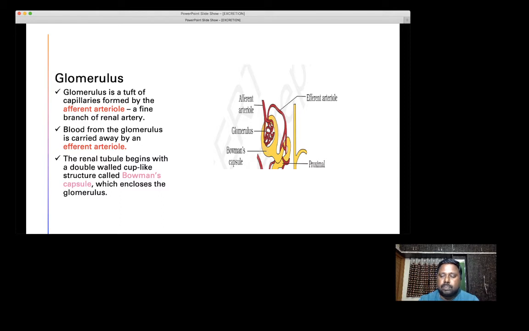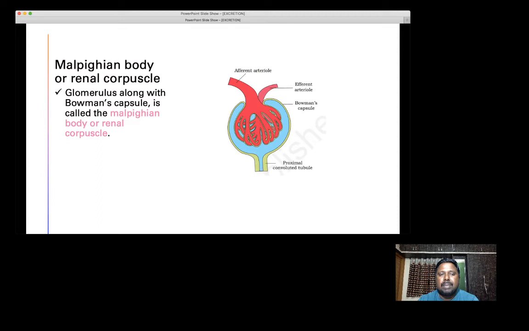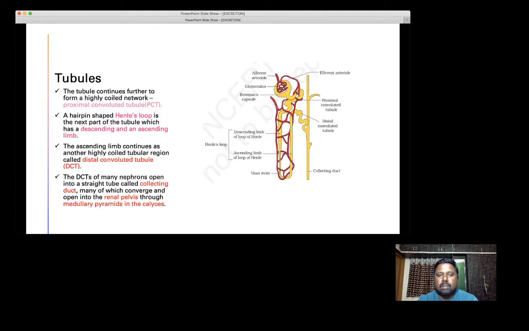Next, we come to the Malpighian body or renal corpuscle. The glomerulus along with the Bowman's capsule, that is the Bowman's capsule, and inside it the afferent and efferent arterioles forming the glomerulus. Both combined are called the Malpighian body or renal corpuscle. Next, we'll come to the tubules.